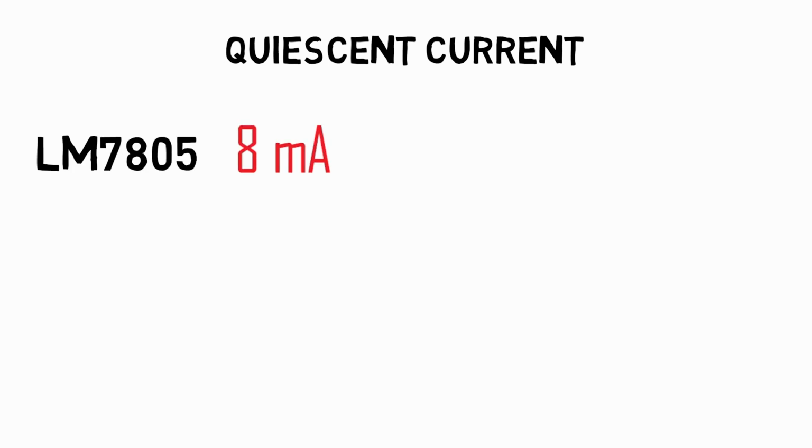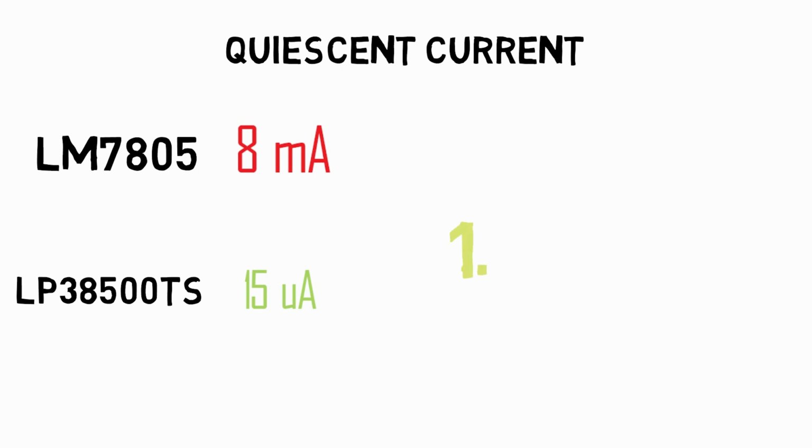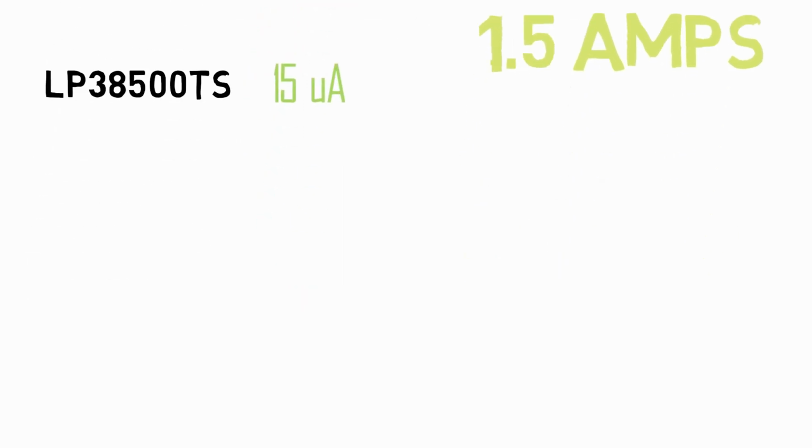The solution to this problem is not only to examine the current output of your intended device, but also to look at the quiescent current as well. While the LM7805 will consume about 8 milliamps just being idle, an IC like the LP38500TS from Texas Instruments will consume about 15 microamps of quiescent current. While it does have a low quiescent current, the maximum output of the IC is still limited to 1.5 amps.